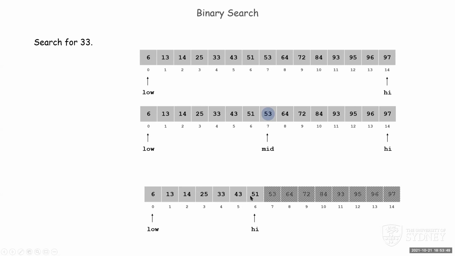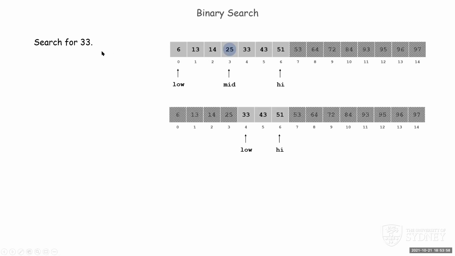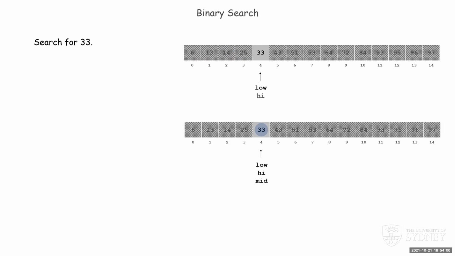Again, the same process will continue. We'll figure out the middle among these, then compare 25 with 33. Then we'll keep doing this process until we find the data. When 33 is in the middle, 33 will be compared with 33, and at that time we will know whether that data is there or not. Hopefully this part is making sense. That is how we search using binary search.